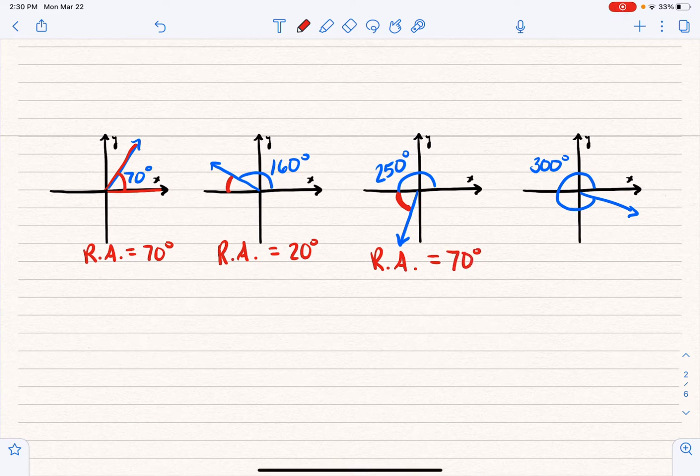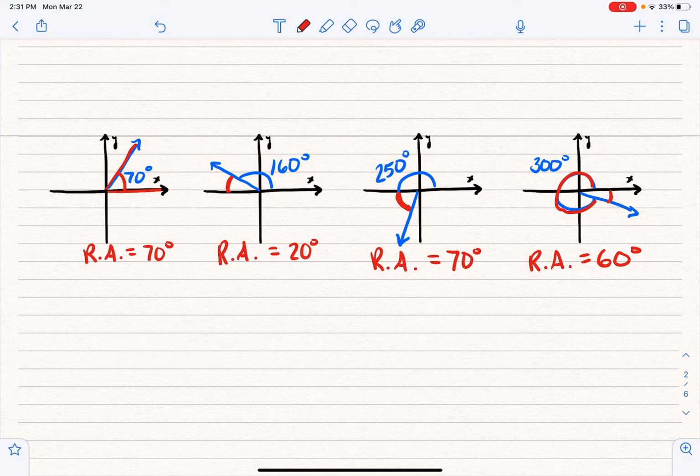And lastly, for the fourth quadrant, we haven't seen any like this. For the fourth quadrant, the reference angle is right here. And so it's how much it's less than going all the way around. So you could take 360 and subtract what you have. And so in this case, the reference angle, 360 minus 300, would be 60 degrees. And that would be how much I'd need to make it all the way around.